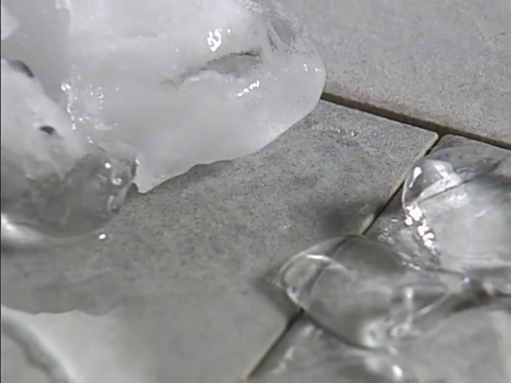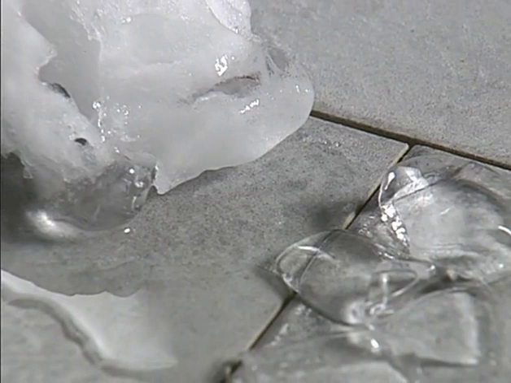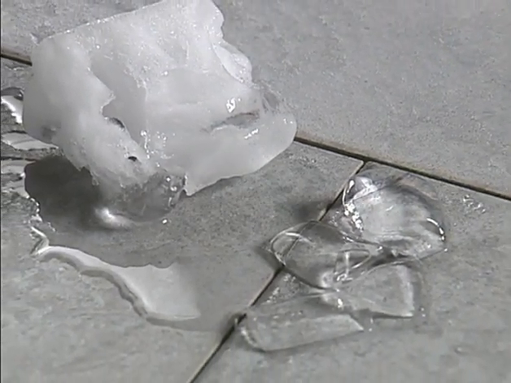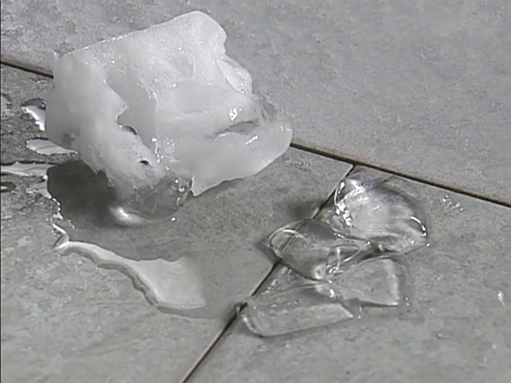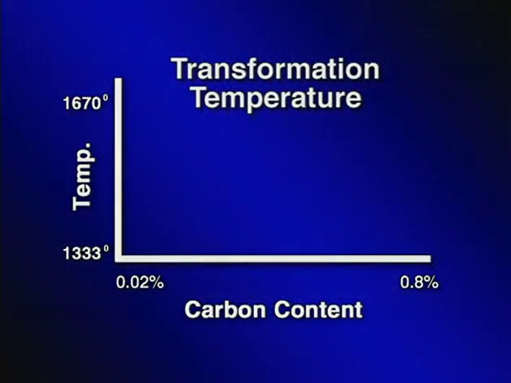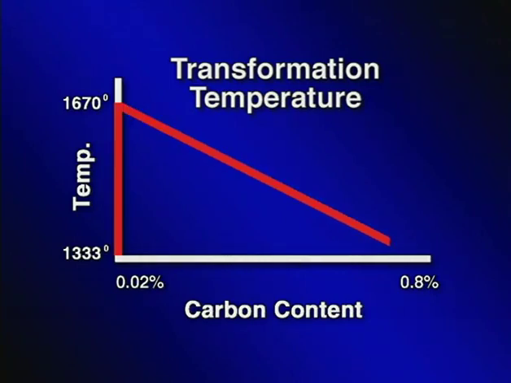Just like water transforms to ice as the temperature drops below 32 degrees Fahrenheit, or 0 degrees Celsius, so too austenite must start to transform into body-centered cubic microstructures when it drops below the transformation temperature. But unlike water, the transformation temperature for steel varies with carbon content. For example, if the carbon content is 0.02% or less, the transformation temperature is 1670 degrees Fahrenheit. But as the carbon content increases, the transformation temperature drops to as low as 1333 degrees Fahrenheit at 0.8% carbon.